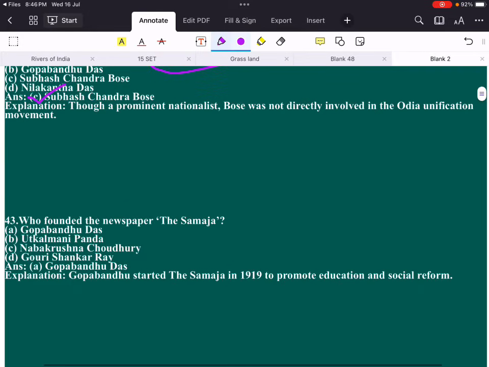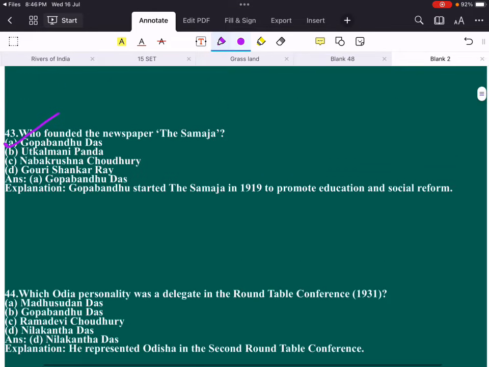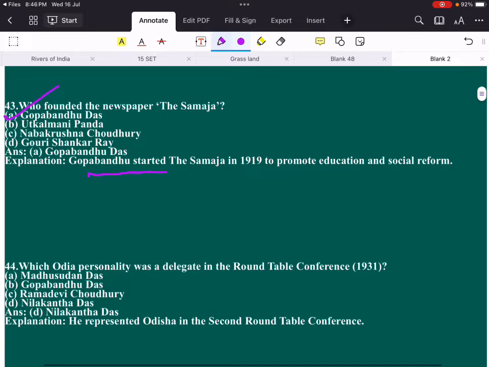Who founded the newspaper The Samaja? That is Gopabandhu Das. Option A. Gopabandhu Das started the Samaja in 1919 to promote education and social reform.